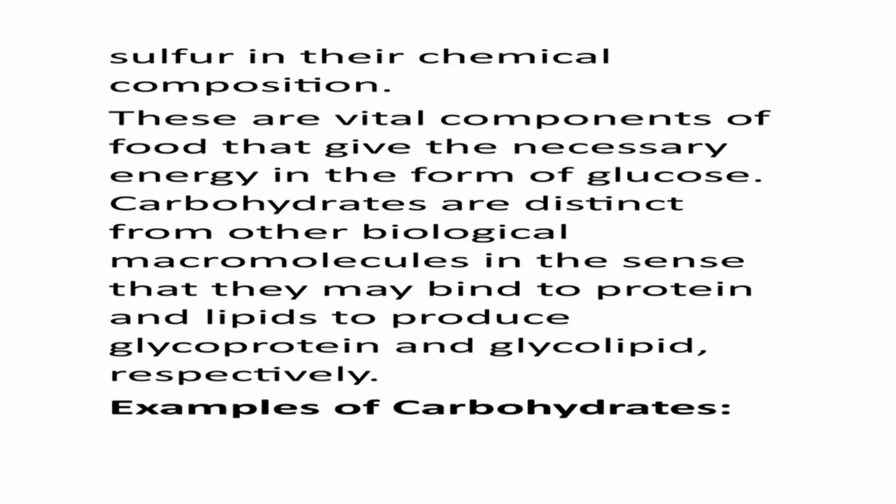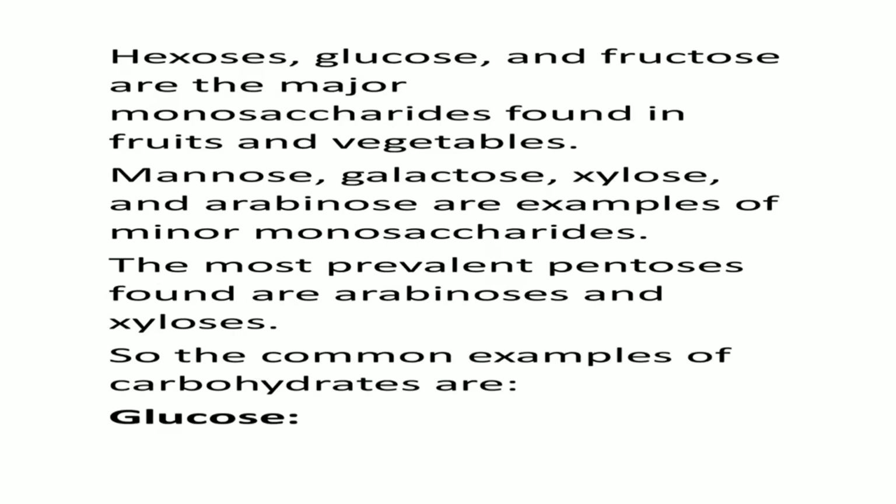These are vital components of food that give the necessary energy in the form of glucose. Carbohydrates are distinct from other biological macromolecules in that they may bind to protein and lipids to produce glycoprotein and glycolipid, respectively. Examples of carbohydrates: hexoses, glucose, and fructose are the major monosaccharides found in fruits and vegetables. Mannose, galactose, xylose, and arabinose are examples of minor monosaccharides. The most prevalent pentoses found are arabinoses and xyloses.